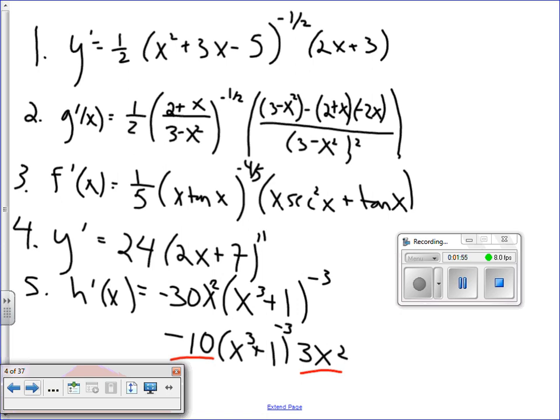And number 3, if you got the first part right and not the second part, you forgot the product rule for the derivative of x tan x.